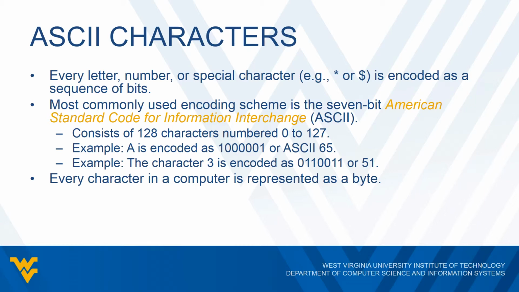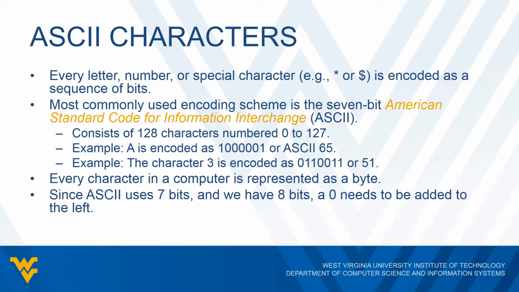But you might be thinking, wait a minute, a byte is 8 bits, but ASCII uses 7 bits. So in order for this to work, an additional 0 would need to be added to the very far left of our binary number. So if we go back to our A example, we would just tack on a 0 right in front of the first one.